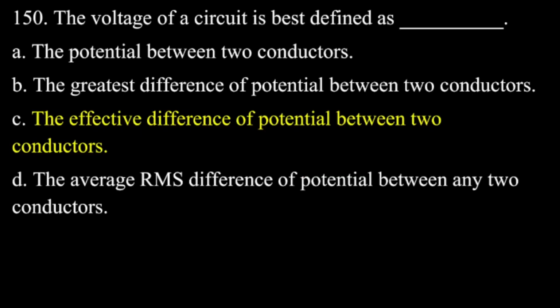The voltage of a circuit is best defined as blank. A. The potential between two conductors. B. The greatest difference of potential between two conductors. C. The effective difference of potential between two conductors. D. The average RMS difference of potential between any two conductors.